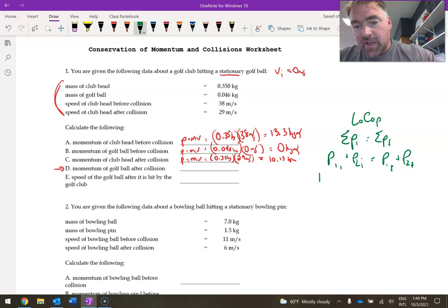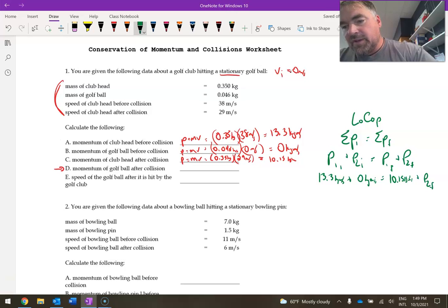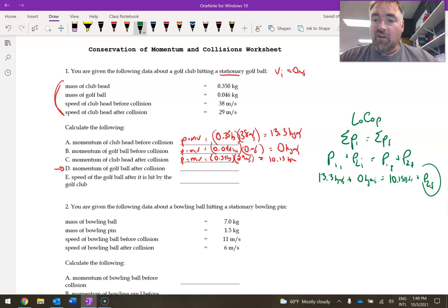So I can just put these in. I've got my 13.3 kilogram meters per second plus 0 kilogram meters per second, the momentums of the club head and the golf ball before the collision. And I know the momentum of the club head after is 10.15 kilogram meters per second plus P2 final. P2 final is the momentum of my golf ball. So I'm just going to subtract those, and I get 3.15 kilogram meters per second as the momentum of my golf ball after.